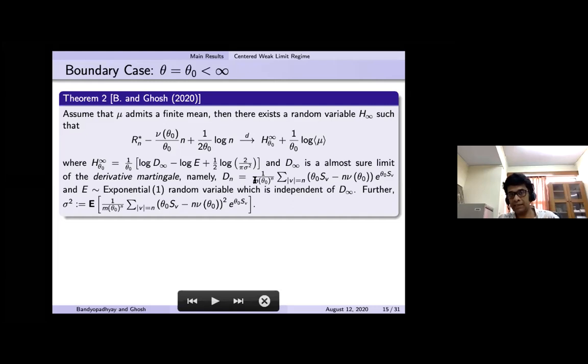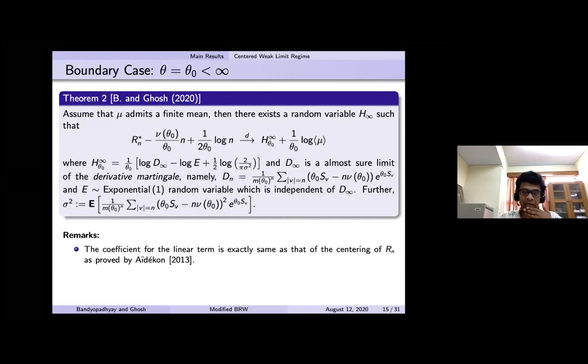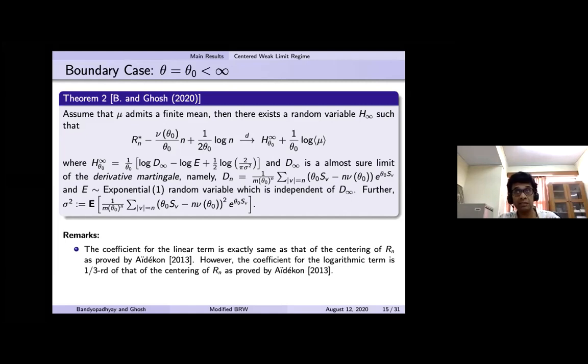So this is to make the following comment: the coefficient for the linear term is exactly the same as that of the centering of Rn, as proved by Aidekon in 2013. However, the coefficient for the logarithmic term is only one third of that of the centering of Rn. So what we thought would be similar is not the case.